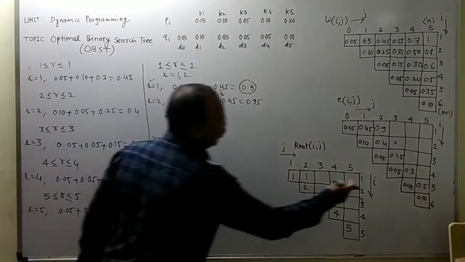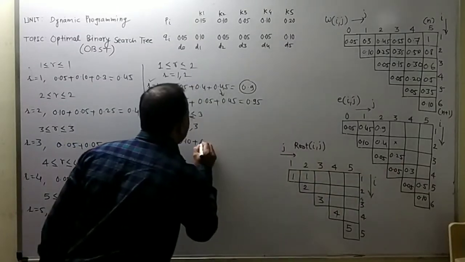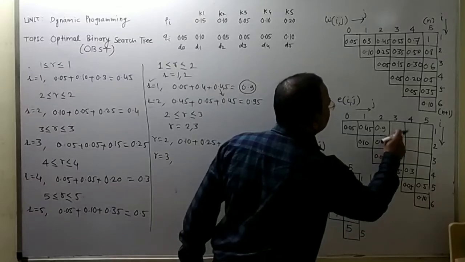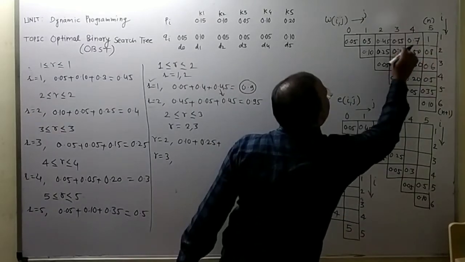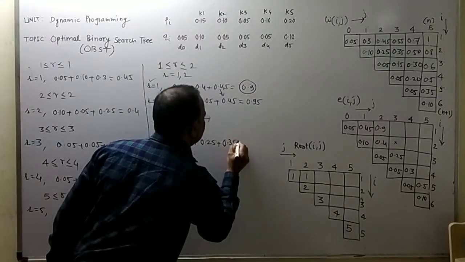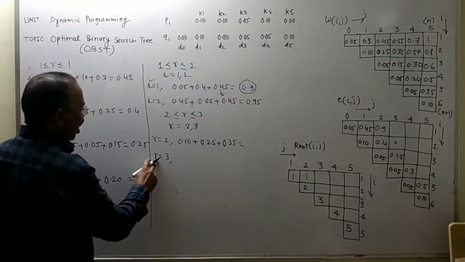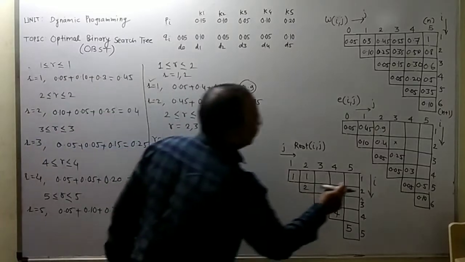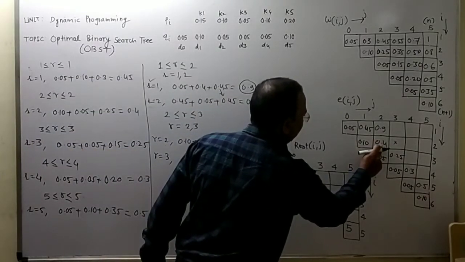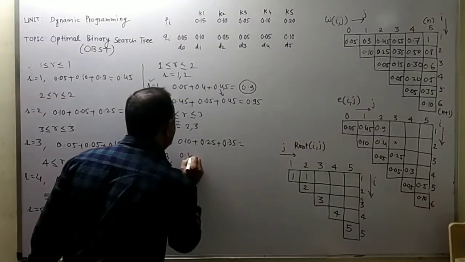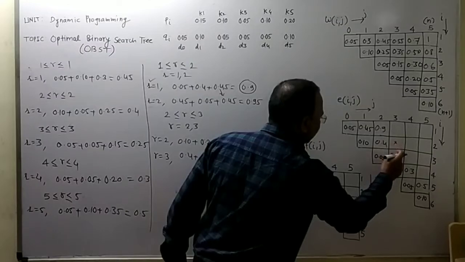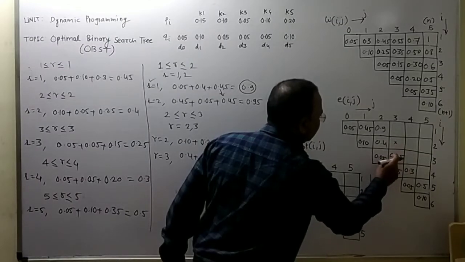0.10 plus down value is 0.25, and the value at the 2, 3 cell in the W table is 0.35. That is equal to, for r is equal to 3, so already we have referred this value. Now refer this one, 0.4, and the value at downside, that is 0.25. This value is already referred.